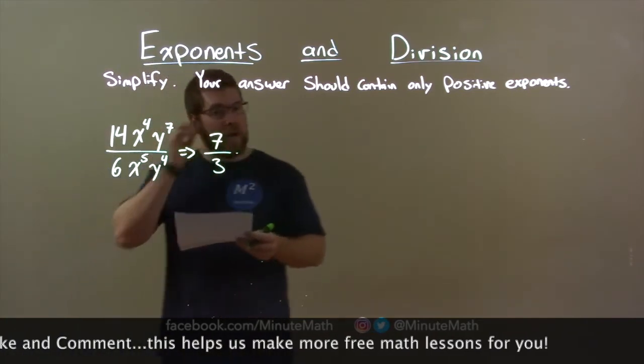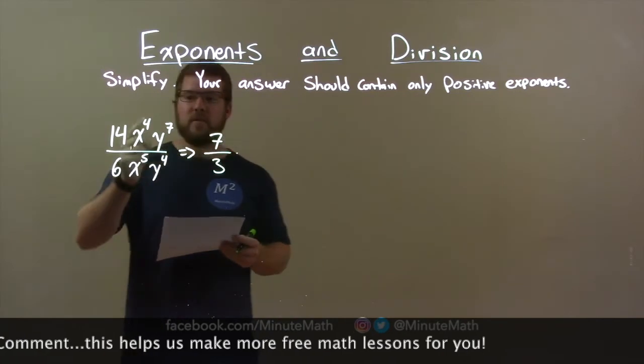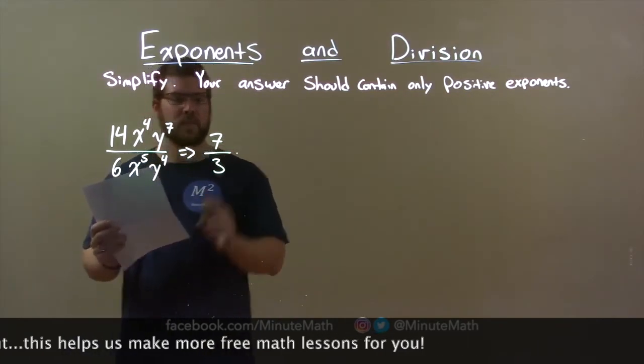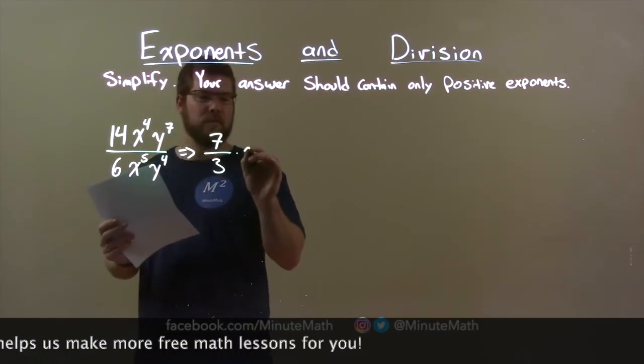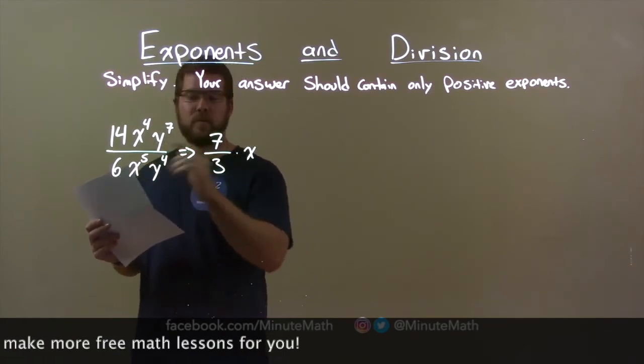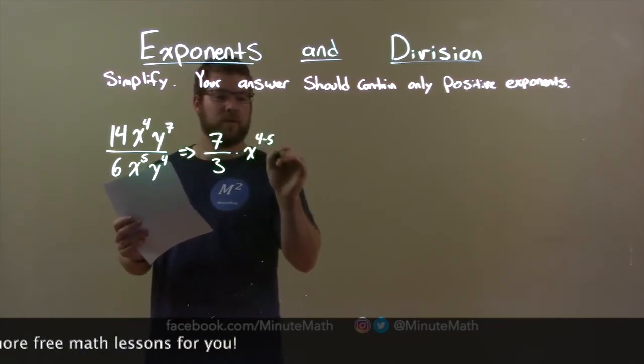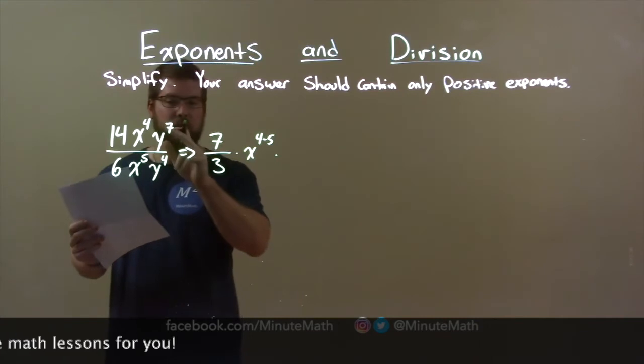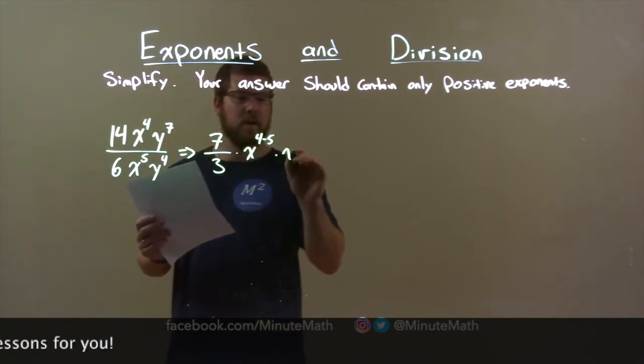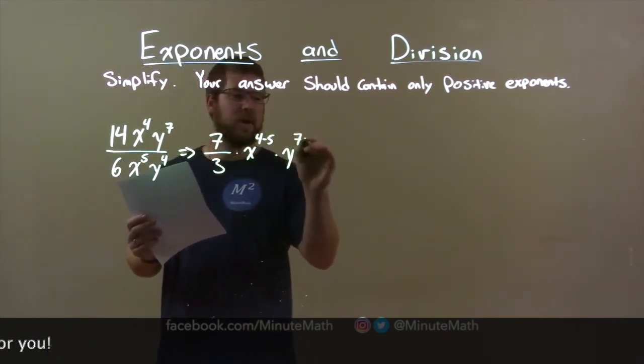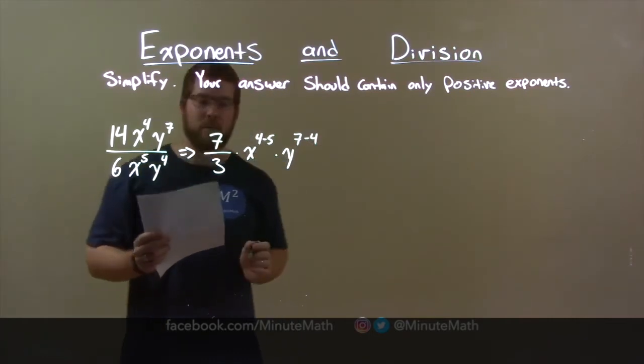Now we can divide our like terms. We have x to the 4th over x to the 5th. When we divide with the same base, we subtract the exponents. So we write 4 minus 5 here. Same thing with the y's. Y's are the same base. We're dividing. So we have y to the 7 minus 4 power.